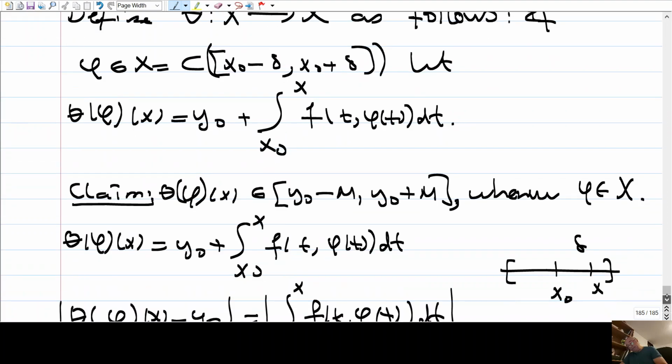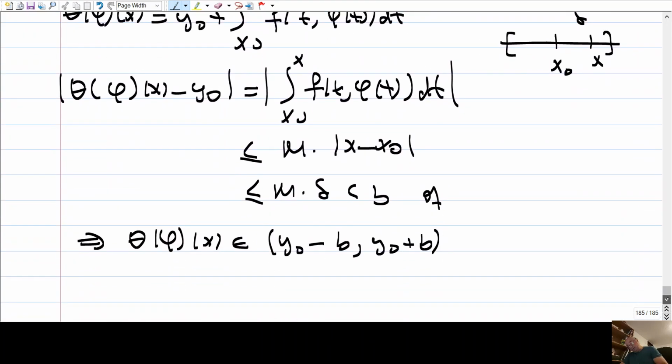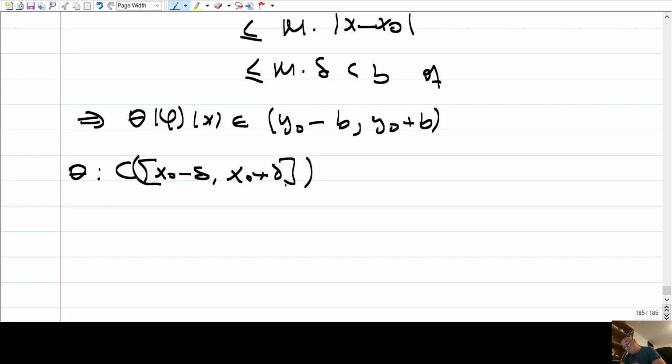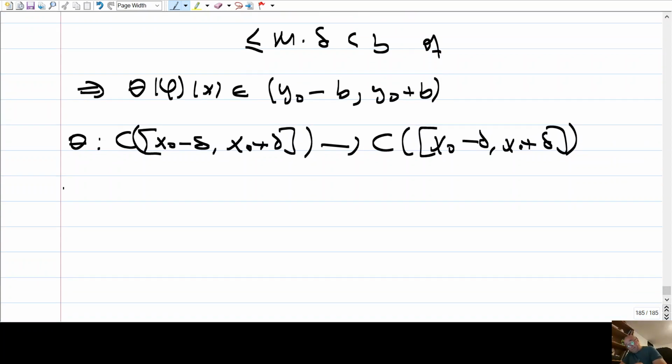What else? So this function theta takes a function defined on x0 minus delta, x0 plus delta to a function on x0 minus delta, x0 plus delta. We know this. We claim that theta is a contraction mapping.